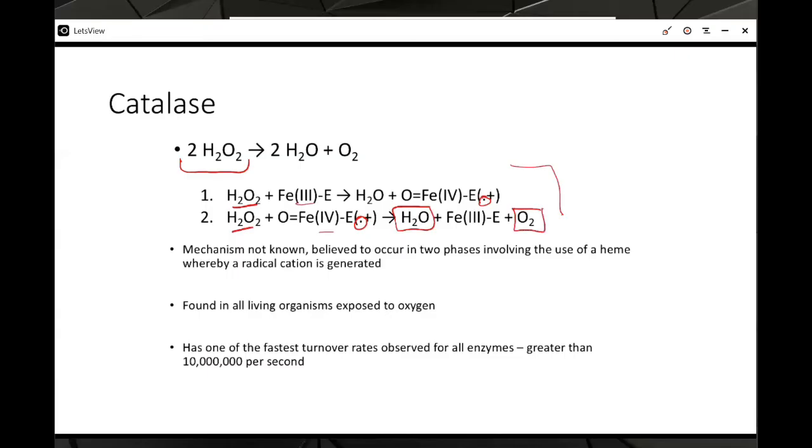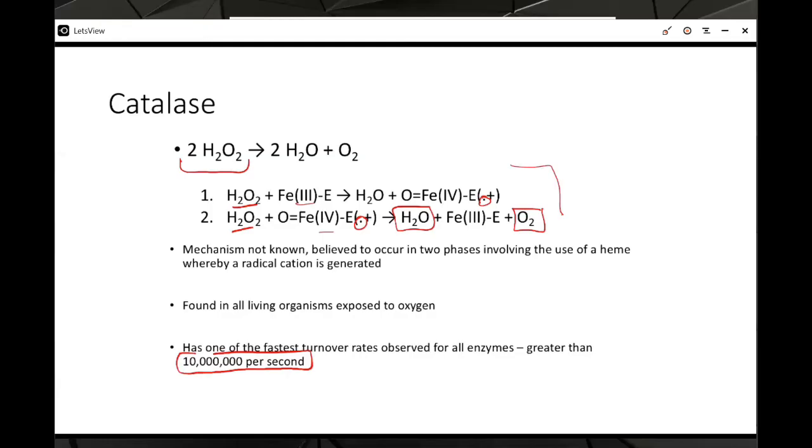Now, catalase is found in all living organisms that are exposed to oxygen, and it has one of the fastest turnover rates observed for enzymes. That shows how important it is to get rid of this hydrogen peroxide so that hydroxyl radical doesn't have a chance of forming. As a matter of fact, in terms of kcat, what is that number? Think about it. 10 million molecules of hydrogen peroxide can be converted to water and molecular oxygen per second. So almost approaching those diffusion-controlled limits.